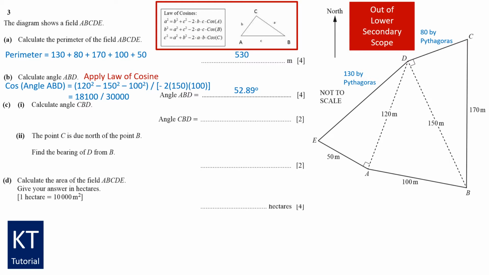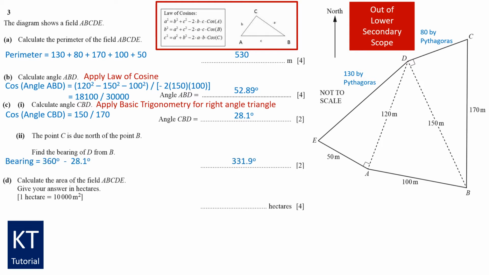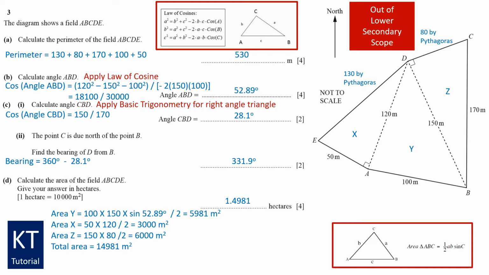Next question, calculate angle CBD. Apply basic trigonometry for right angle triangle to identify angle CBD. Next question, the point C is due north of the point B. Find the bearing of D from B. This would be 360 degrees minus angle CBD. Next question, calculate the area of the field ABCDE. This total area is the sum of the areas for x, y, and z.